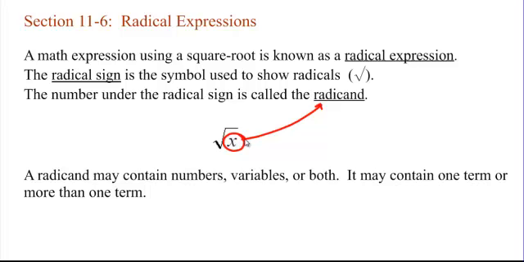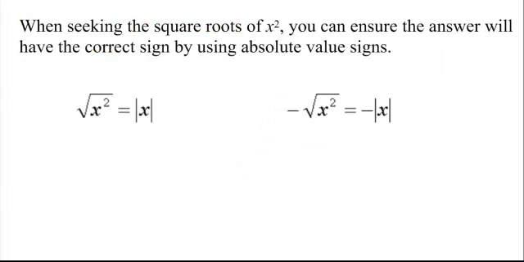So your radicand may contain numbers, variables, or both. It may contain one or more terms. What we're going to be doing is calculator-less. We're going to simplify things without getting the messy decimals, and we're going to simplify things with variables in them that we can't type into our calculator.